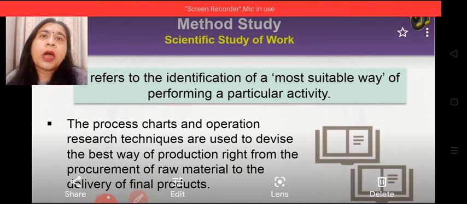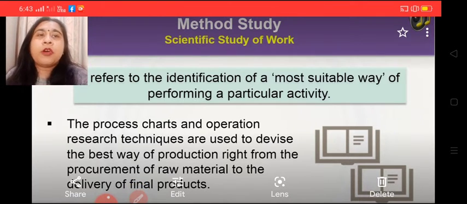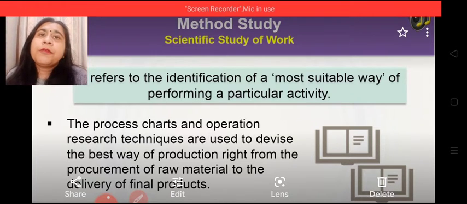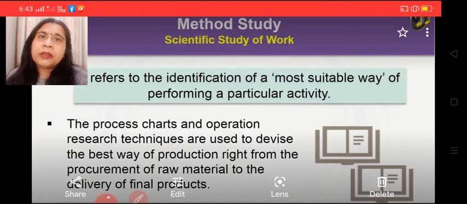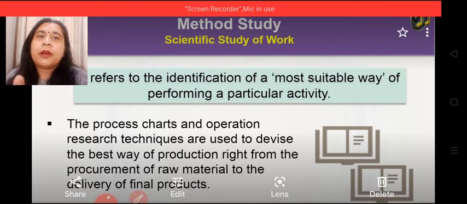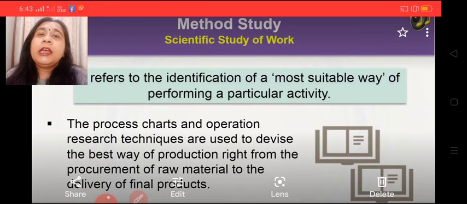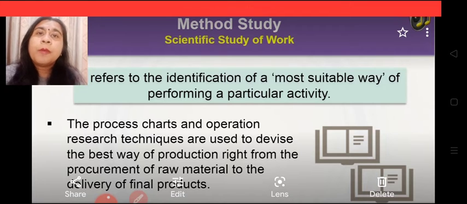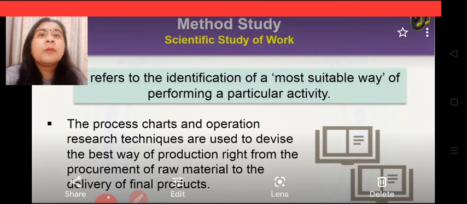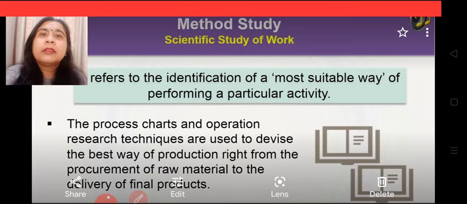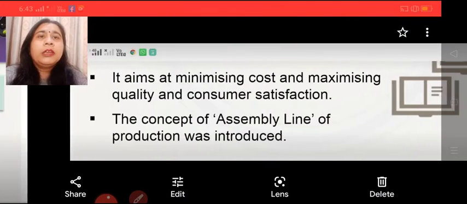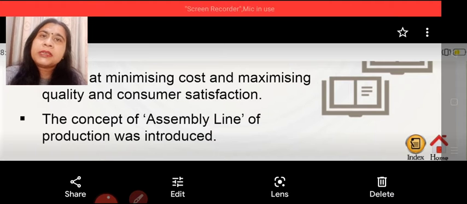Method study refers to identification of the most suitable way of performing a particular activity. There may be different ways of doing any activity, but the best method, the best way, is only one. In this process of method study, charts and operations research techniques are used to devise the best way of production, right from the procurement of raw material from the market to the delivery of the final product to the consumers. So every method is searched out and the best method at every stage is found out.